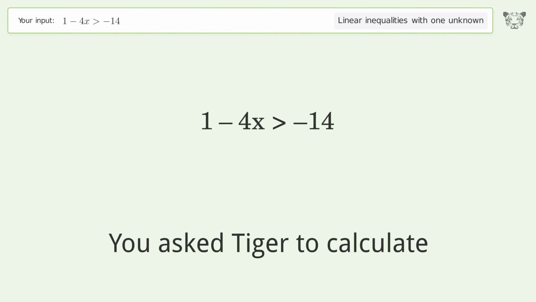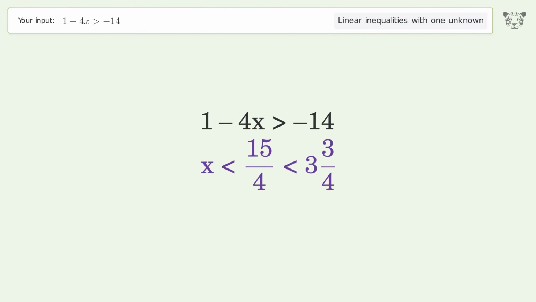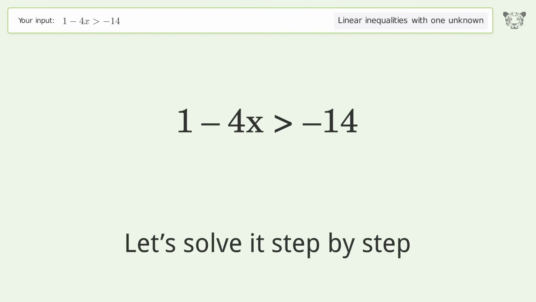You ask Tiger to calculate. This deals with linear inequalities with one unknown. The final result is x smaller than 15 over 4 smaller than 33 over 4. Let's solve it step by step.